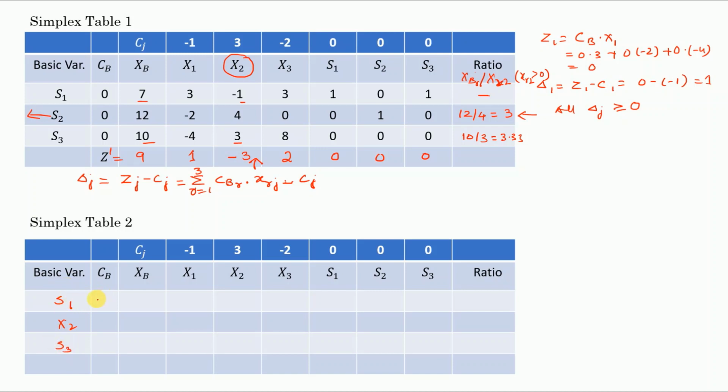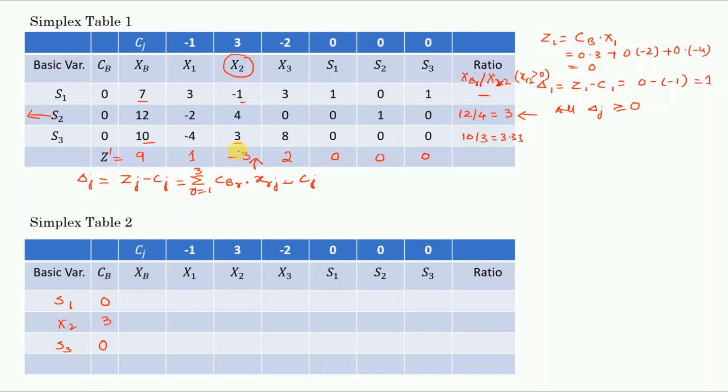So coefficient of S1 is 0, coefficient of X2, you will see, is 3. So you will write 3, X3 is 0. So these are fixed. These are the coefficients. So you will write from here. Now all these values, we will calculate from the first table. So how can we calculate?